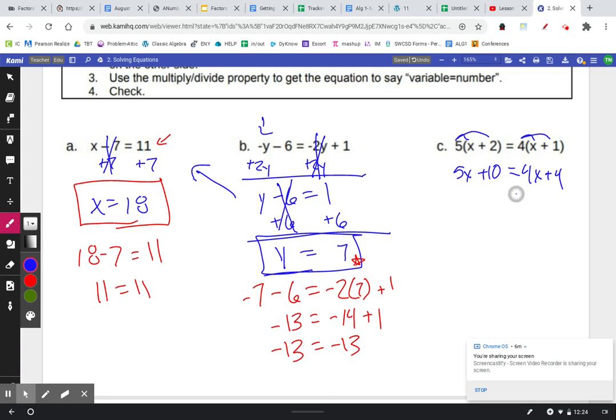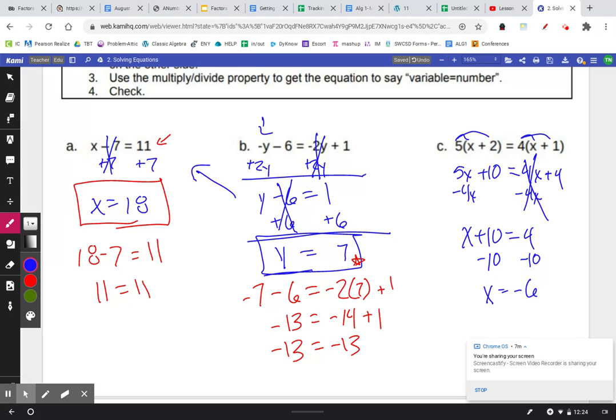So the opposite of a positive 4x, I'm going to minus 4x. I'm going to minus 4x. I know that these are gone. 5x minus 4x is just x. So I have x plus 10 equals 4. The opposite of a positive 10 is a negative 10, or the opposite of plus is minus. So I'm going to minus 10 there and minus 10 there. I have to treat both sides equally to keep it balanced. 10 minus 10 is 0, so I'm left with x equals 4 minus 10 is negative 6.